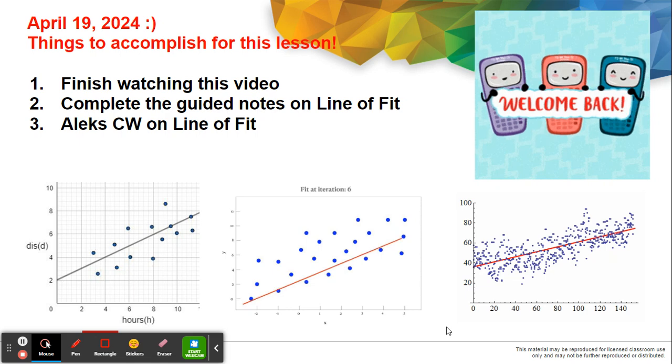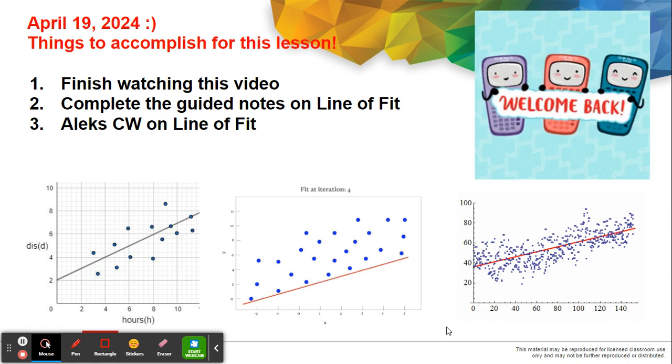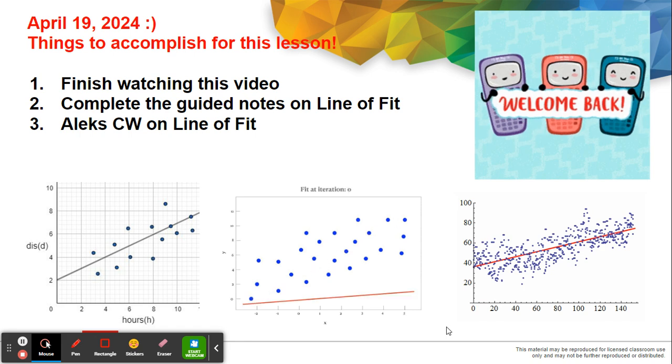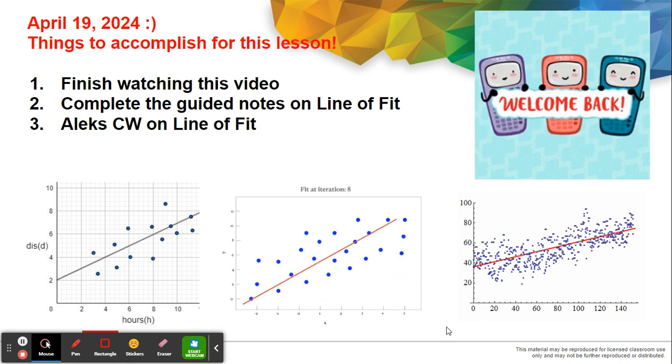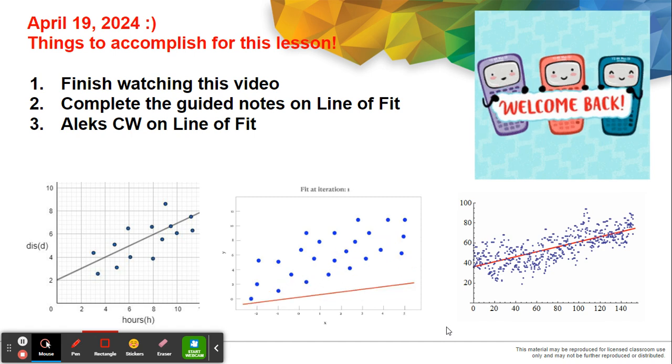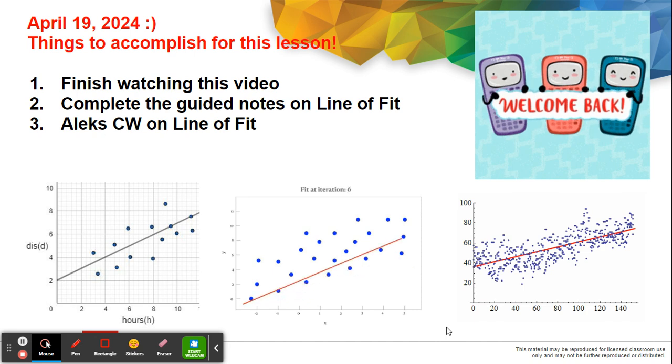So for today, we are going to have a very easy lesson that is connected to our lesson on scatter plot. We are going to focus today on line of fit. Just like what we did before, we are going to watch the video discussion of our lesson. Please listen attentively and understand what you are writing. Complete the guided notes. After this, we are going to proceed to our Alex activity on line of fit for independent practice.